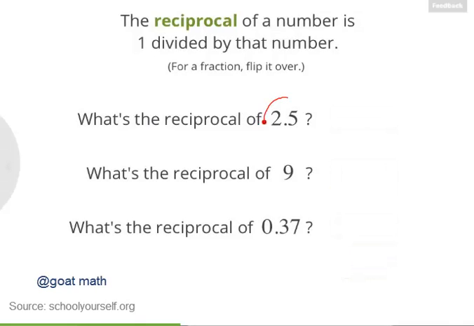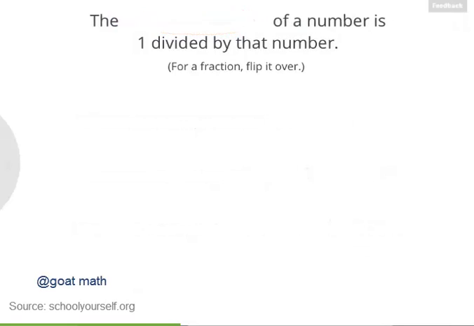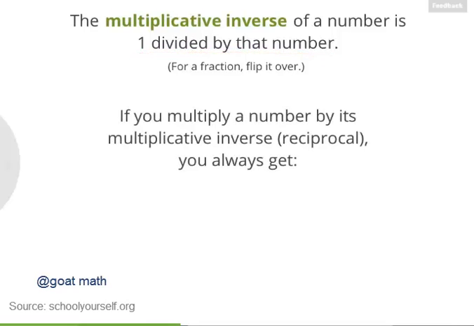Nicely done. 1 divided by 2.5 is 0.4. The reciprocal of 9 is the fraction 1/9, which you can also write as 0.111 and so on. And 1 divided by 0.37 is approximately 2.7027. Now another name for reciprocal is multiplicative inverse. They mean exactly the same thing. The multiplicative inverse of a number is 1 divided by that number. Now suppose you have a number and you multiply it by its multiplicative inverse, also known as its reciprocal. What product will you always get?